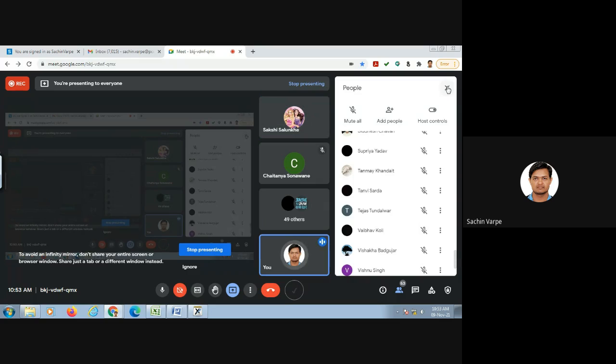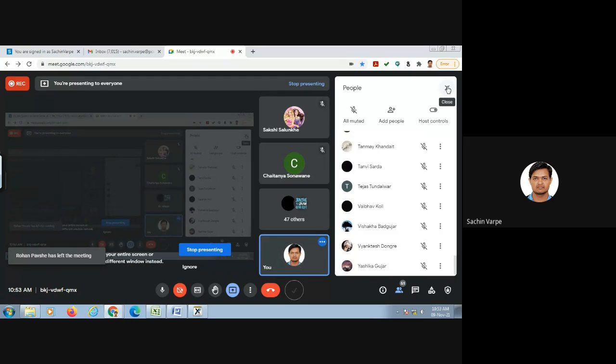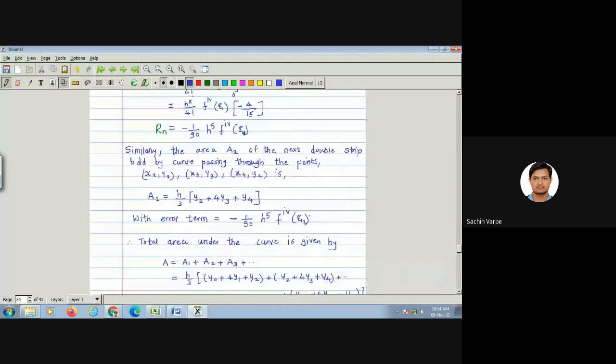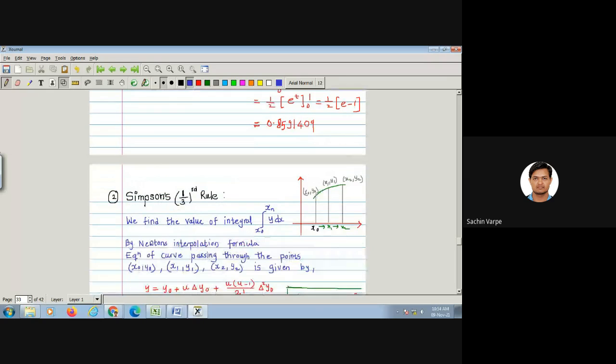Hmm. So, first of all, in trapezoidal, the curve joining the 2 points, we can consider to be a straight line, right? But if we consider a curve joining 3 points, it is not necessary to be a line. It can be any curve, right? So when a curve is there, we are getting quadratic equations. So basically, in the trapezoidal rule, we are trying to convert this curve into a line like this.